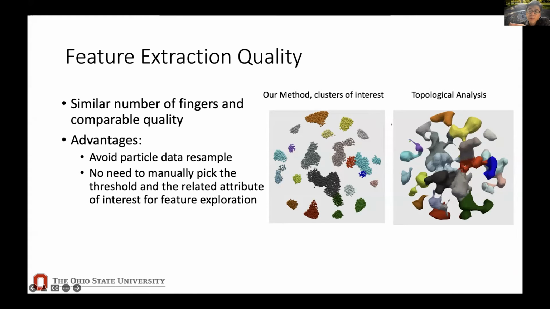Now, we're trying to compare with topological analysis, which is the image on the right. In this case, what people do is, this is one of the winners of the past SciVis contest. Given the particle data, they resample into volumetric density, and they do isosurfaces.